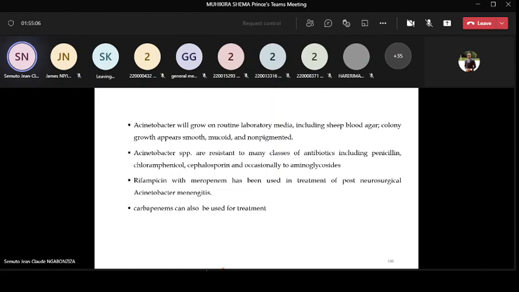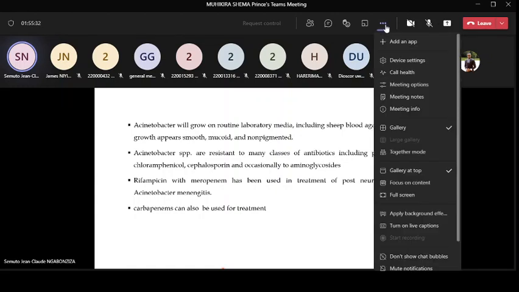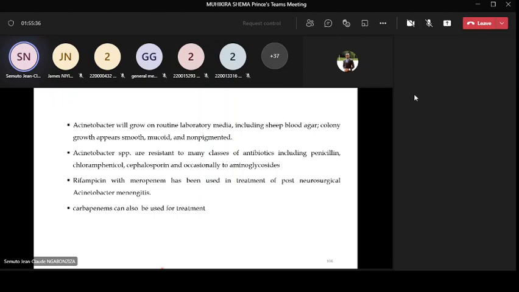Acinetobacter we grow on routine laboratory media, including sheep blood agar, and they are mostly isolated. They are resistant to many classes of antibiotics, and treatment will be based on a combination of antibiotics. And rifampicin is mostly used in treatment of post-neurosurgical Acinetobacter meningitis. So you use rifampicin. And carbapenems can also be used in treatment of Acinetobacter.